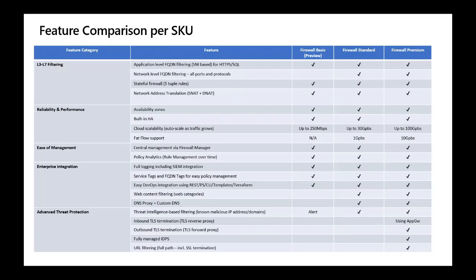It supports auto-scaling to handle peak traffic up to 30 Gbps. It also supports enterprise features such as threat intelligence, DNS proxy, custom DNS, and web categories, as you can see in this table.